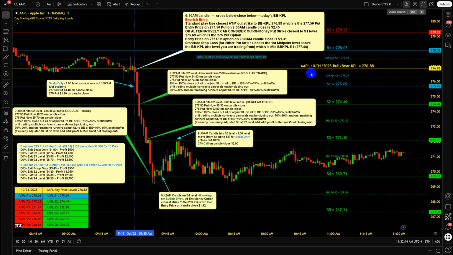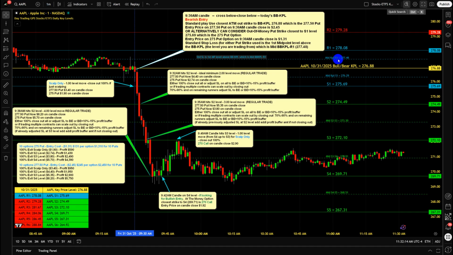So the standard stop loss, regardless of what strike you're using, at the money or out of the money, is going to be based on the level that you're trading and the direction that you're trading. So the level that we're trading is the bull bear KPL. The direction we're trading is down. So our standard stop loss is the first midpoint above the level we're trading. So that is this midpoint.